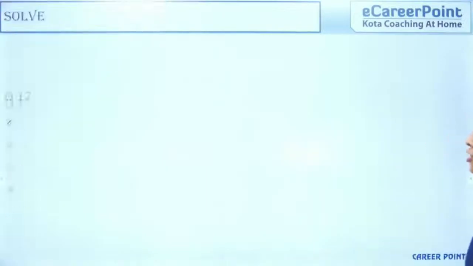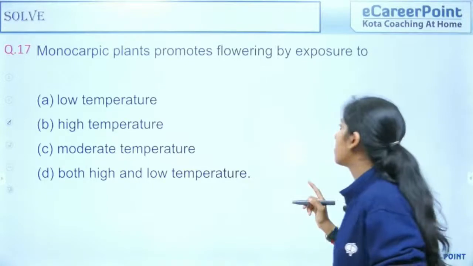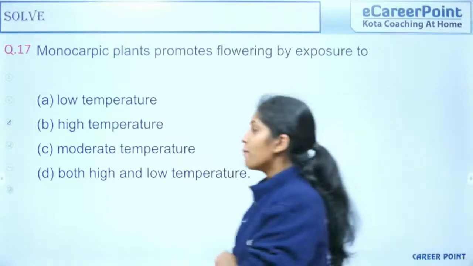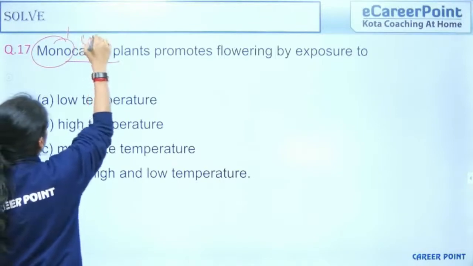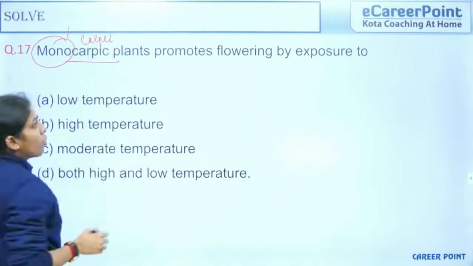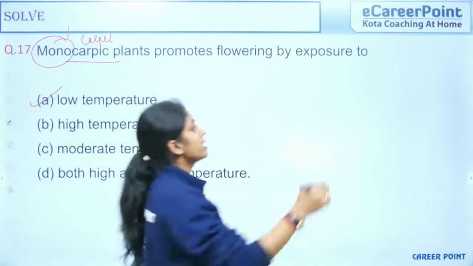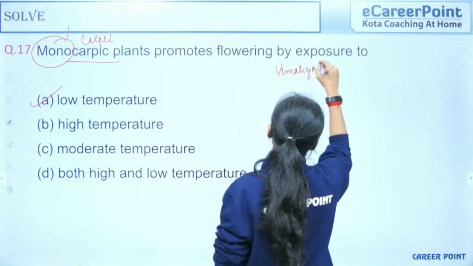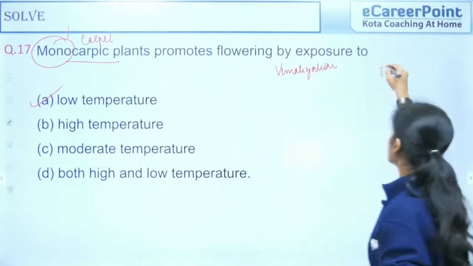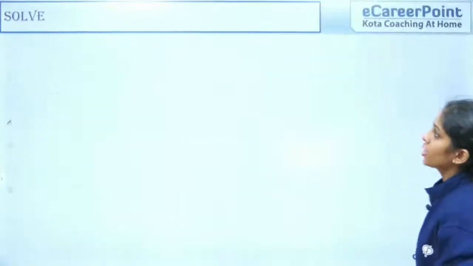Alright, so question 17. Monocarpic plants promote flowering by exposure to what? Monocarpic: mono is one, carpic is one carpel. They promote flowering by exposure to low temperature. So this is what is called vernalization. This comes from the chapter Plant Growth and Development. Fine.